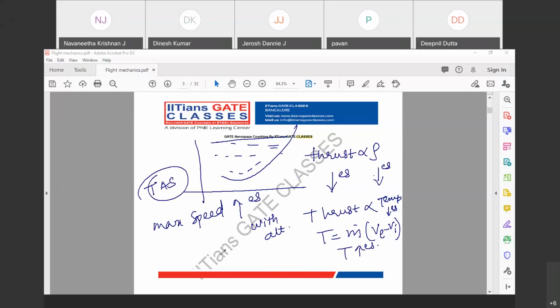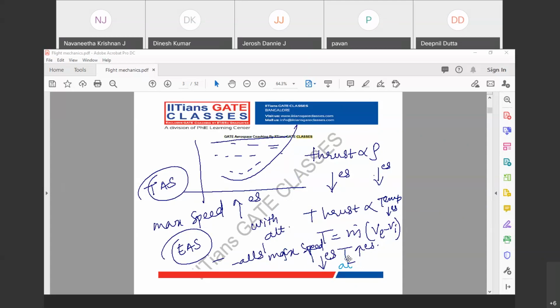If I measure airspeed in terms of equivalent airspeed, thrust falls, and my maximum speed decreases with altitude, even up to the tropopause also. That is, if I measure in terms of true airspeed, as altitude increases, my true maximum speed increases up to the tropopause.